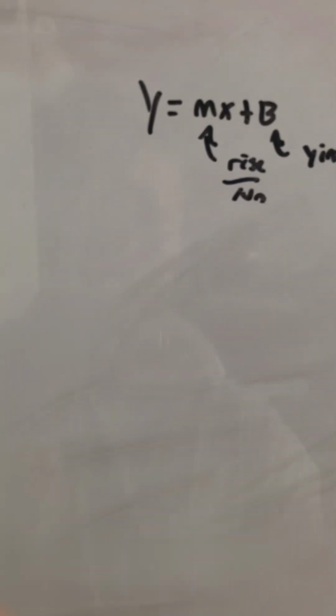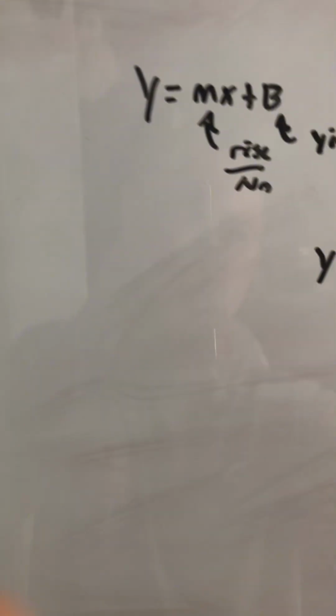In this tutorial, I'm going to show you how to graph them using y is greater than or equal to, or less than or equal to. So the generic formula we're going to use for this one is y is greater than mx plus b. It's still the same formula, it's just inequalities. So what does this all mean?